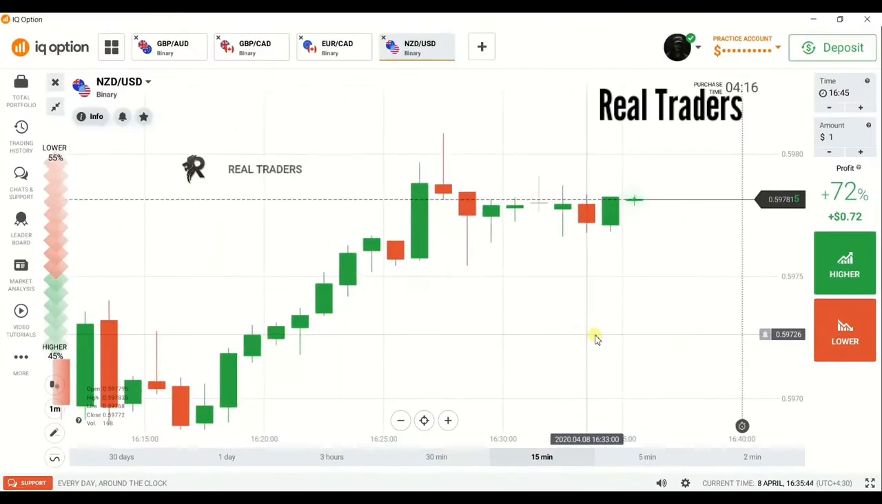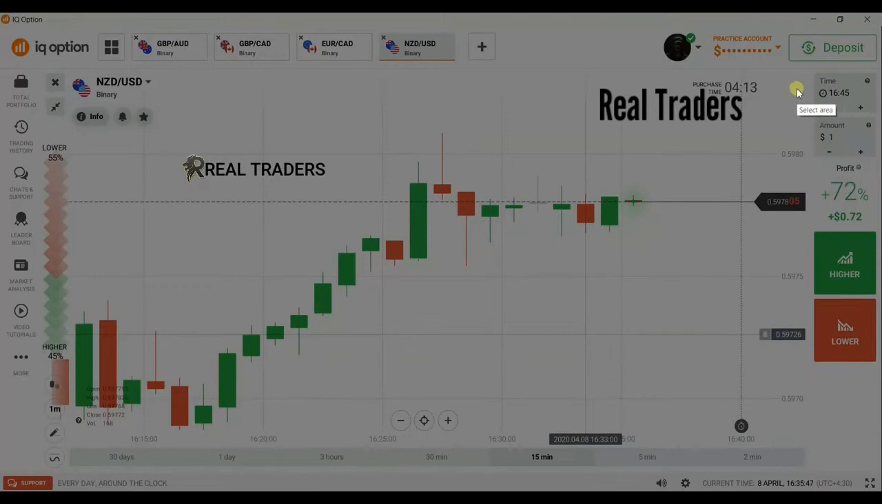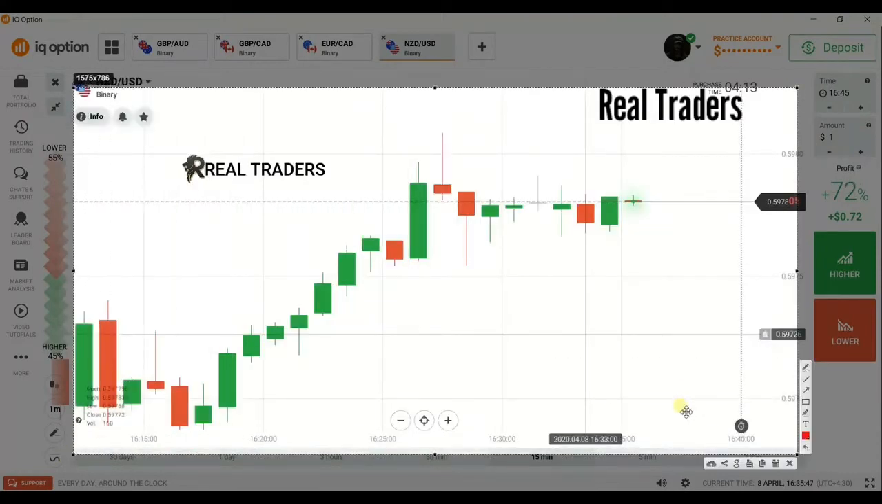Hello everybody, welcome to this class. Today we want to talk about the patterns, the most common patterns. It is the engulfing patterns.